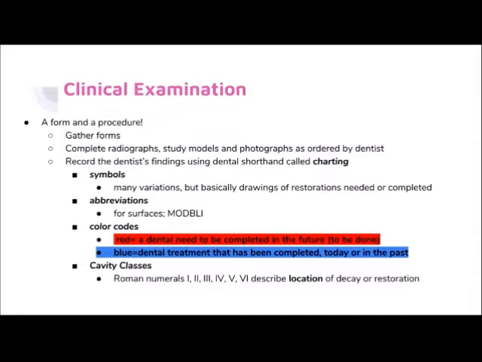And when something is in red, it means that we are planning to do it in the future. It needs to be done. When something is in blue, it means it's already been completed. Someone has already done it. It may be me, the dentist of record, or it could be a dentist you had 10 years ago. But somebody has already done this if it's in blue.